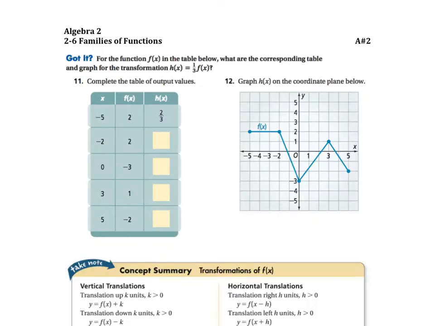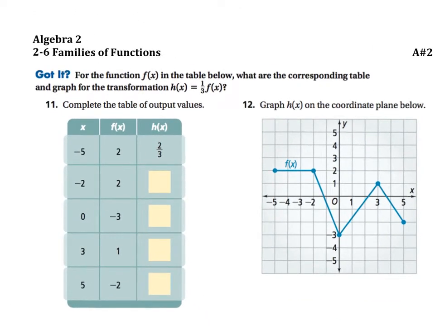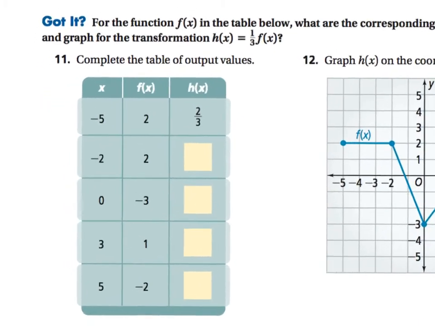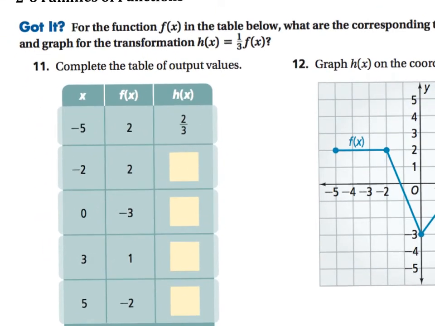Let's look here now. Our last thing we're going to talk about is how do we stretch it or compress it. We squash it down or stretch it out. What kinds of things happen? So for a function f of x in the table below, what are the corresponding table and graph for the transformation h of x equals 1/3 f of x? So notice I have a number in the front, which means I am going to either compress it, shrink it down, or I'm going to stretch it out. So let's see what does happen here. So let's just make our graph and see what happens.